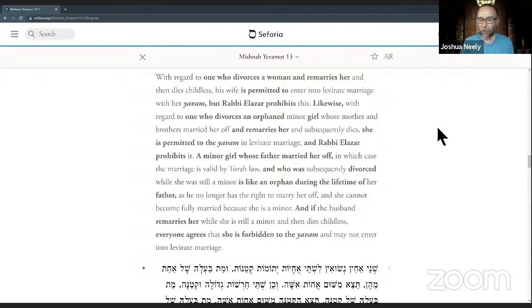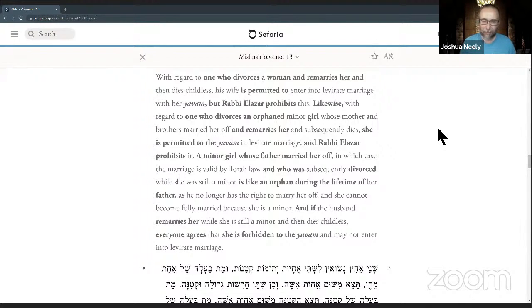Now, a minor girl whose father married her off, in which case the marriage is valid by Torah law, and who was subsequently divorced while she was still a minor, is like an orphan during the lifetime of her father, as he no longer has the right to marry her off, which I've mentioned parenthetically a couple times. And she cannot become fully married because she is a minor. And if the husband remarries her while she is still a minor and then dies childless, everyone agrees that she is forbidden to the Yavam and may not enter into levirate marriage.